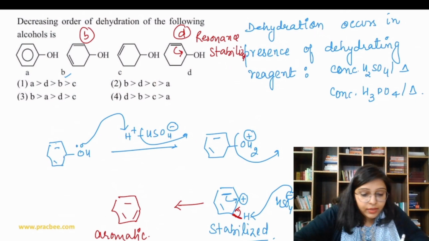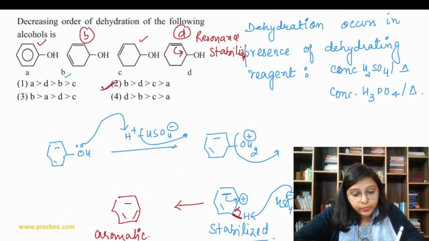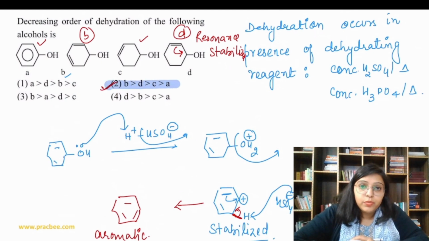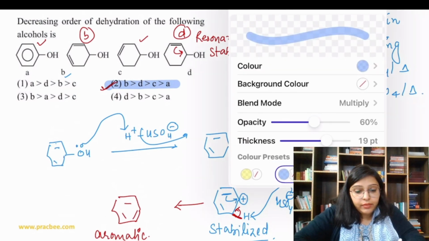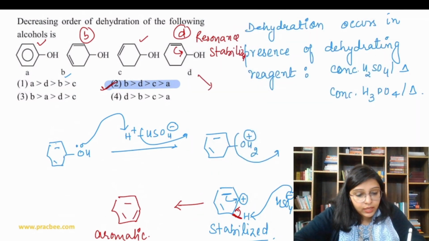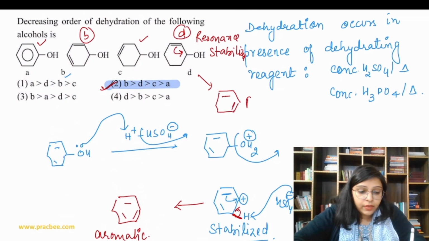ठीक है? And then we have C and then A, right? So B, D, C and A. So answer is going to be option number 2. Because if we dehydrate D, so we get this one. Here we have resonance, so resonance stabilized.